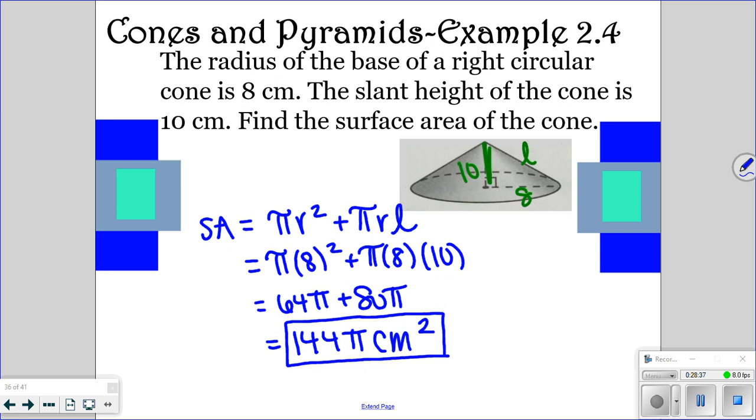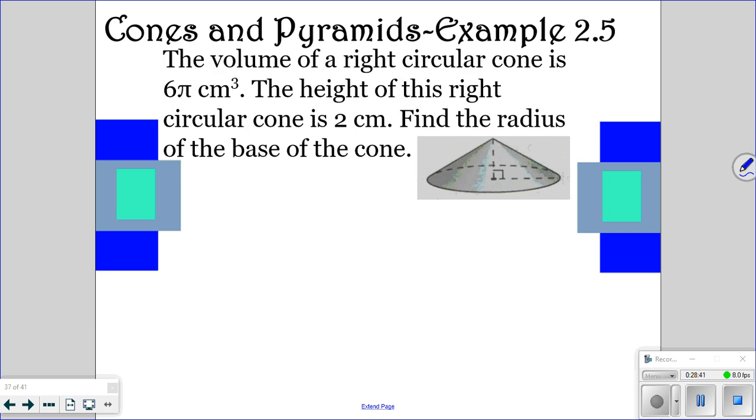Okay, we're going to look at another example. On this one, they tell us the volume is 6 pi, and we want to find the radius. So we're going to start with our volume formula. Our volume is 1/3 area of the base times the height. And they told us the volume equaled 6 pi.